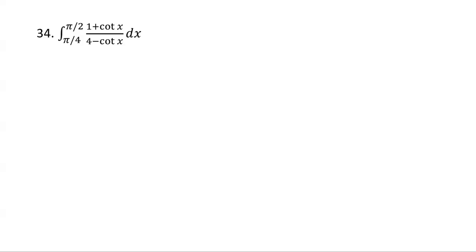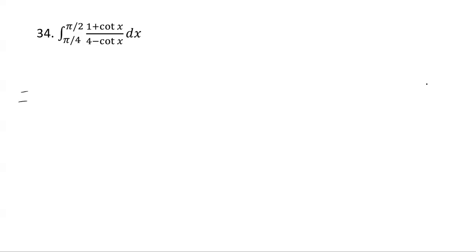Problem 34: the integral from pi over 4 to pi over 2 of (1 plus cotangent x) over (4 minus cotangent x) dx. This one is a complicated one, I will say, right away. Immediately, what I thought to do was maybe change things in terms of sine and cosine, but I abandoned that method, but let me just show you what happens.